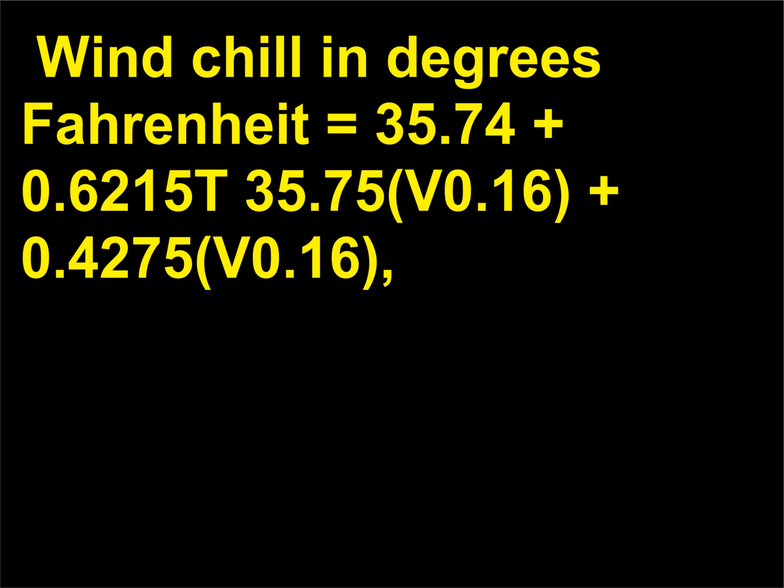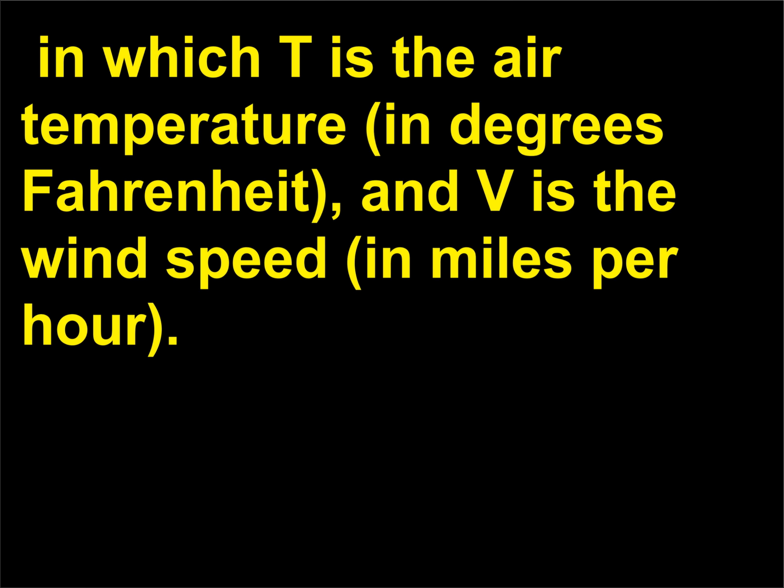The actual general formula for the wind chill has now changed to the following. Wind chill in degrees Fahrenheit equals 35.74 plus 0.6215 T minus 35.75 V^0.16, plus 0.4275 T V^0.16, in which T is the air temperature, in degrees Fahrenheit, and V is the wind speed, in miles per hour.